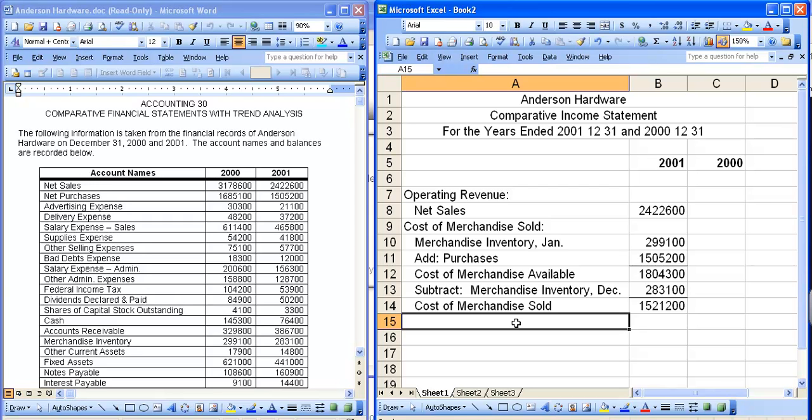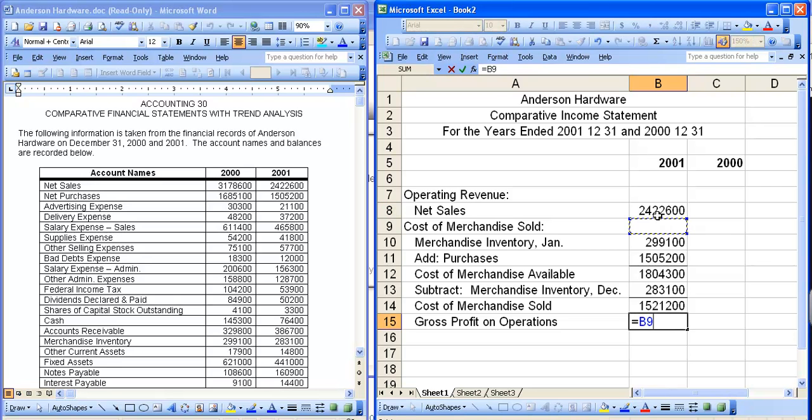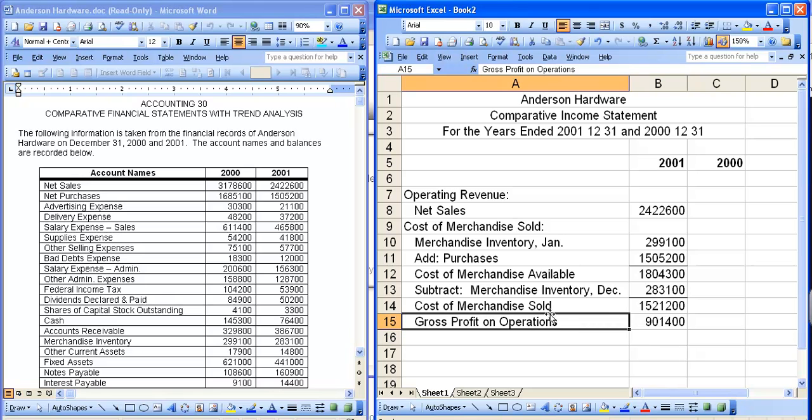Okay, when we take our net sales and subtract what the merchandise cost us, that gives us our gross profit on operations. So once again we're going to subtract. We're going to take our net sales, oops, forgot to put the equal sign. Net sales minus our cost of merchandise sold will give us our profit. So our profit is $901,400.